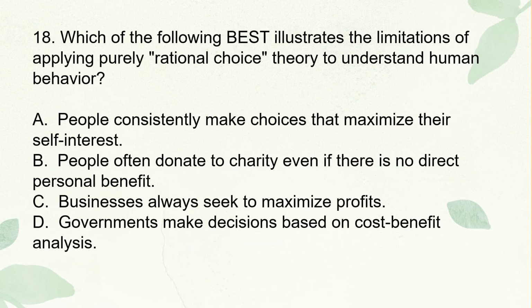Number 18. Which of the following best illustrates the limitation of applying purely rational choice theory to understand human behavior? Letter A. People consistently make decisions or choices that maximize their self-interest. Letter B. People often donate to charity even if there is no direct personal benefit. Letter C. Businesses always seek to maximize profits. Or letter D. Governments make decisions based on cost benefit analysis.